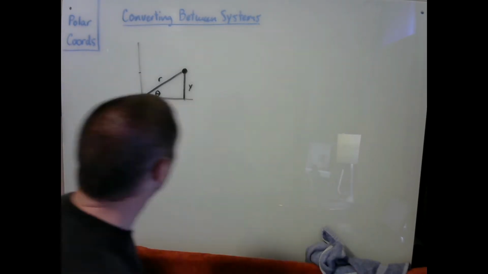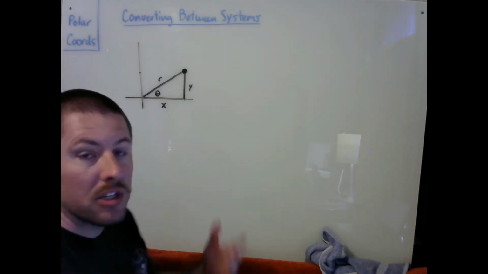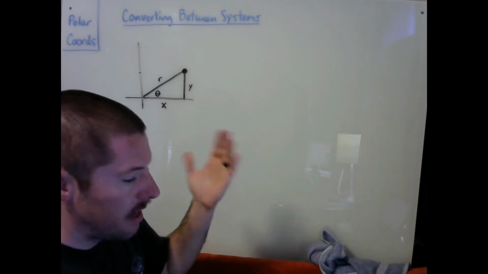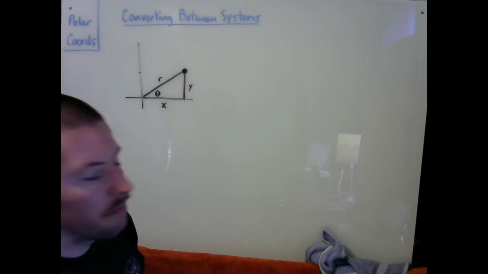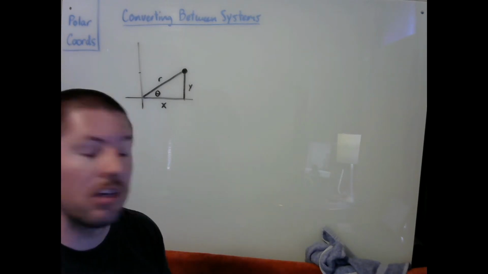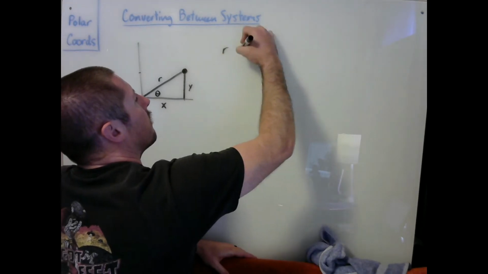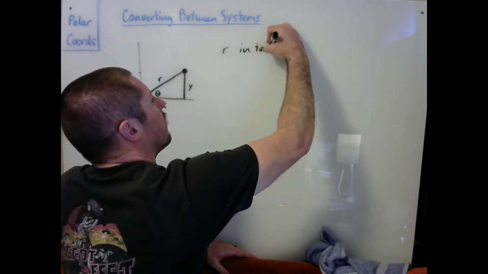So you've done it. So let's walk through what each of these is going to look like. I'm just going to do these in the order I have in the notes, 1, 2, 3, 4. So first things first, I'm going to determine a formula for r in terms of x and y.